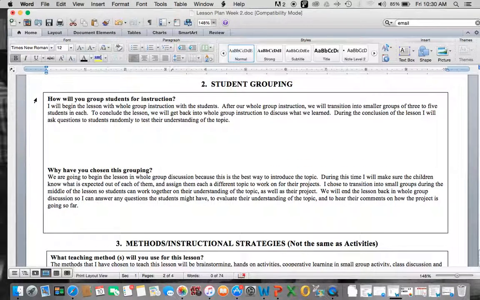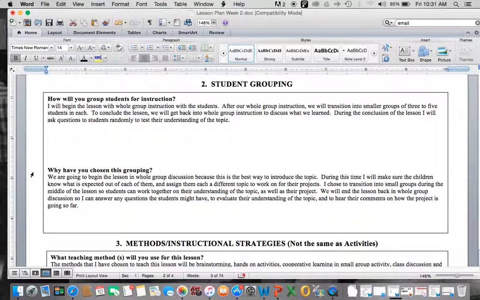Student grouping. How will you group students for instruction? I will begin the lesson with whole group instruction with the students. After our whole group instruction, we will transition into smaller groups of 3 to 5 students in each. To conclude the lesson, we will get back into whole group instruction to discuss what we have learned. During the conclusion of the lesson, I will ask questions to students randomly to test their understanding of the topic.